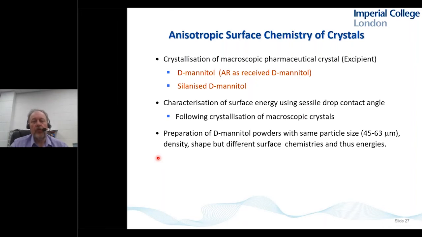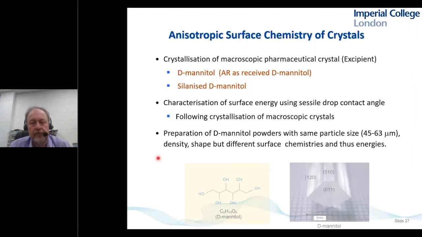Now the initial work, we're going to look at two different substrates. We're going to grow some large crystals and look at the surface properties using contact angles. Then we're going to take some powders of the same material and characterize them using surface energy on IGC. So large crystals using contact angle measurements, powders using IGC, and compare them and see, hey, are they the same?